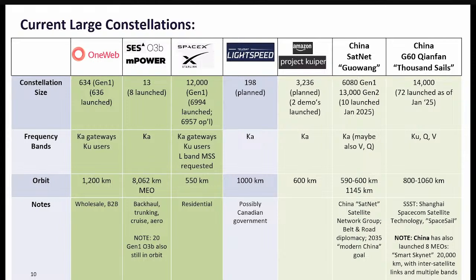And all of these systems, I think even the Thousand Sails, will have Ka band within it. They are also looking at higher Q and E bands for their gateway communications and next generations. So those are the bands of spectrum that will be important. They are at all different altitudes.